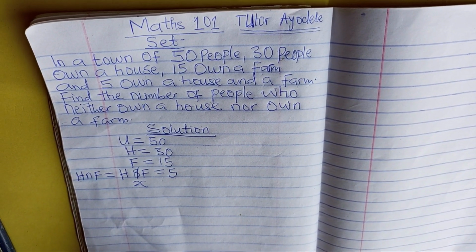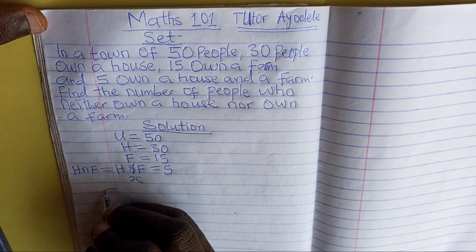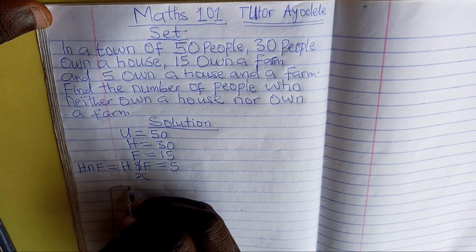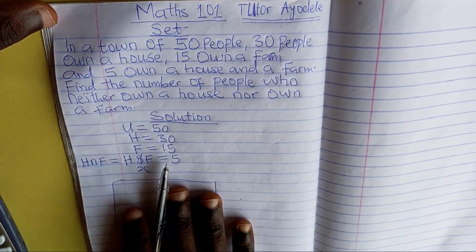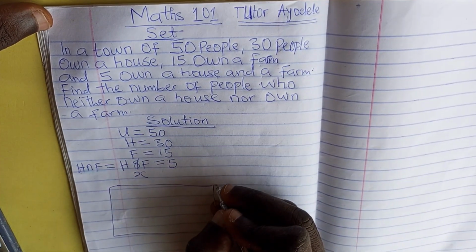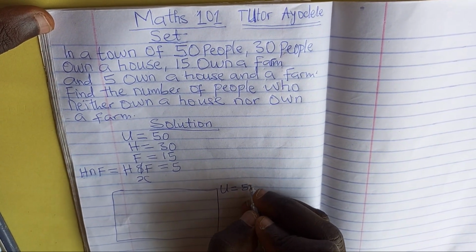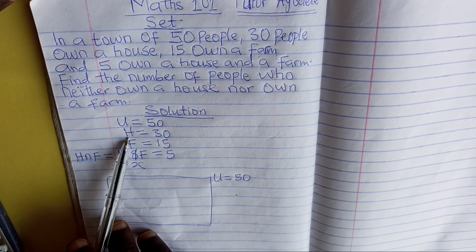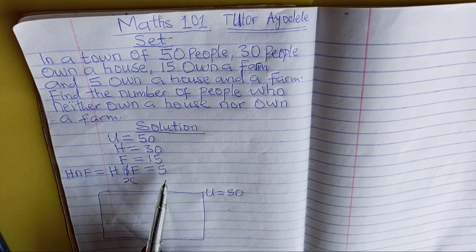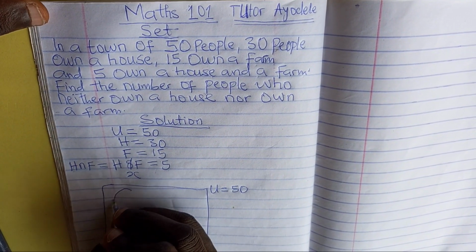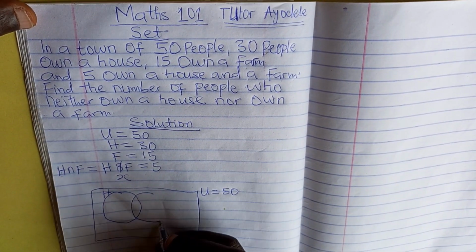From a Venn diagram, we have our universe. Let's draw the Venn diagram like this. Everything inside this Venn diagram is inside the universe. That is our universe, which equals 50. Now we're told that the number of people that have a house are 30. Let me draw it like this. Let's represent this one to be house, and let's represent this one to be farm.